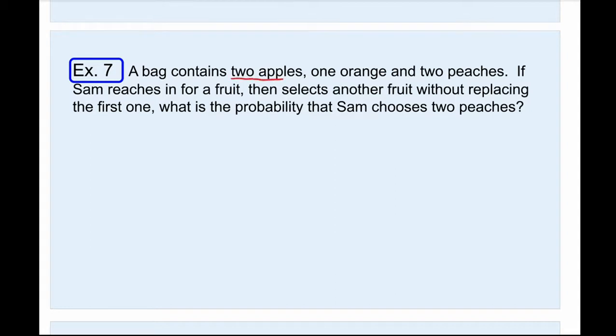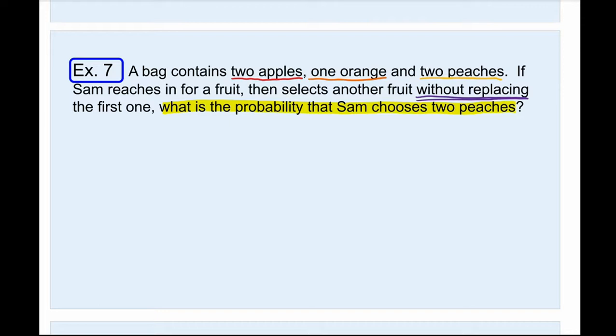So there are 2 apples, there's 1 orange, and there are 2 peaches. If Sam reaches in for a fruit, then selects another fruit without replacing the first one. And that's a key thing as well, without replacing the first one, what is the probability that Sam chooses 2 peaches?